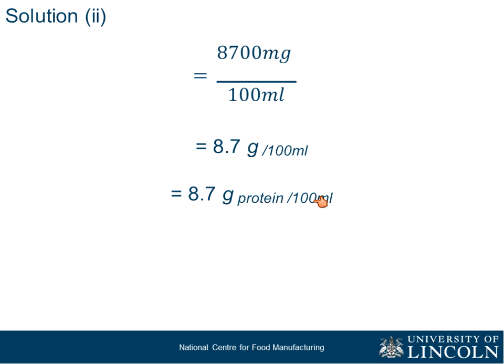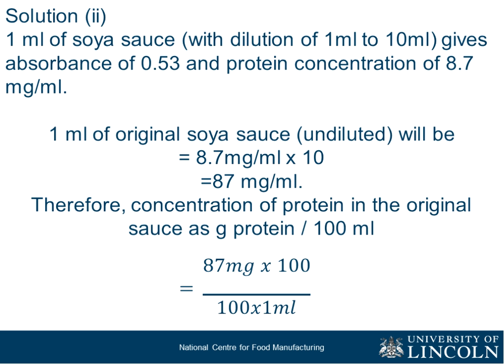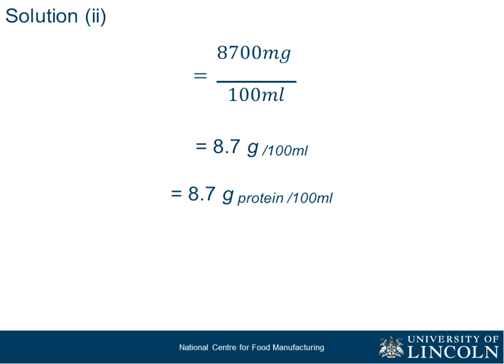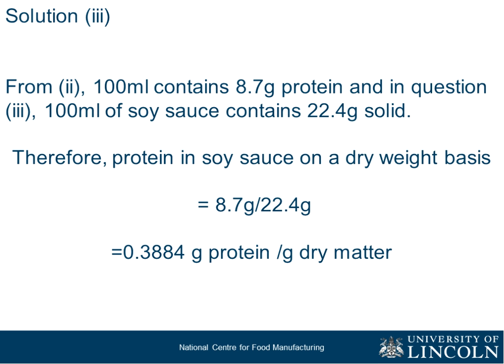So in the original solution, the undiluted, original soya sauce that we have for the experiment, we have 8.7 gram protein in 100 mil. In every 100 mil we've taken, we have 8.7 gram of protein. Don't forget that. In question number 3.